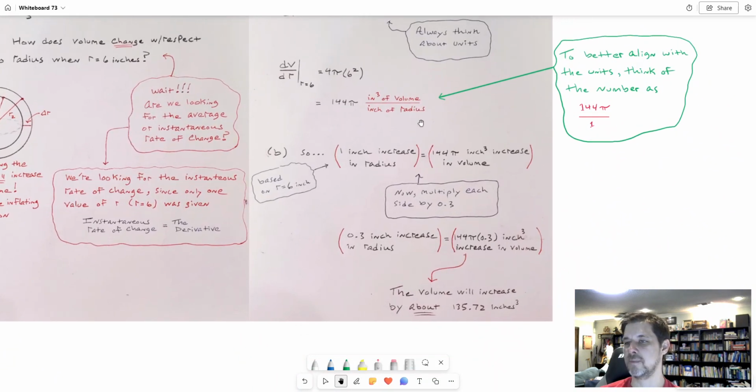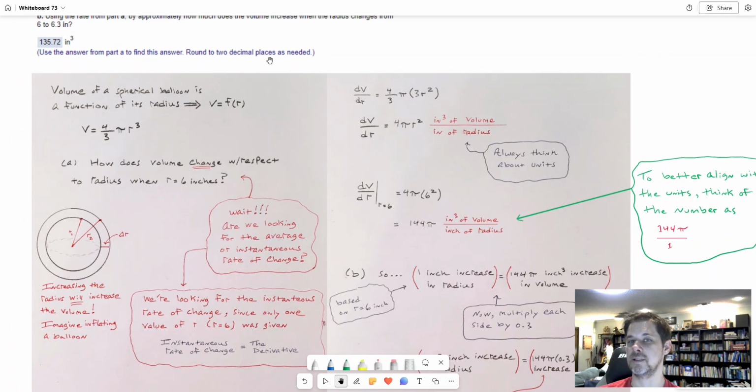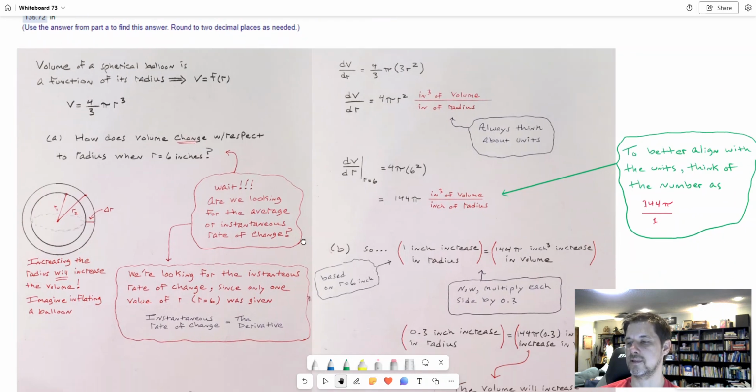All right, that's how much the volume alone is going to grow by this increase in radius. I took my rate of change, my derivative, I thought about the units, I saw that it was 1 to 144 pi. I want to know what it is for 0.3. I multiply by 0.3, and 144 pi times 0.3 is 135.72 cubic inches if you round it to 2 decimal places. Okay, so there's 135.72.